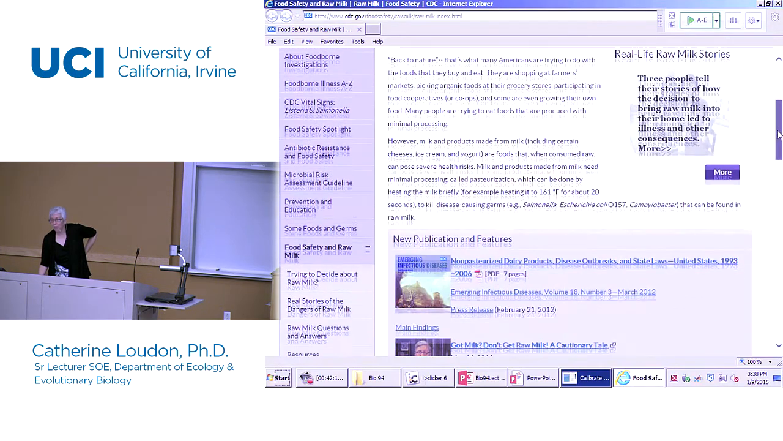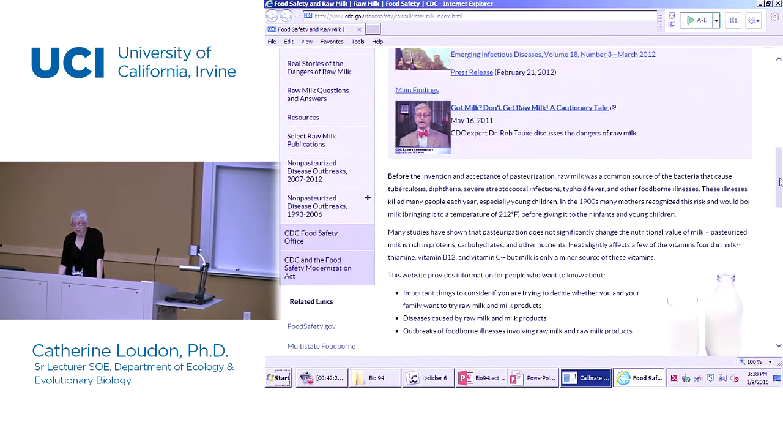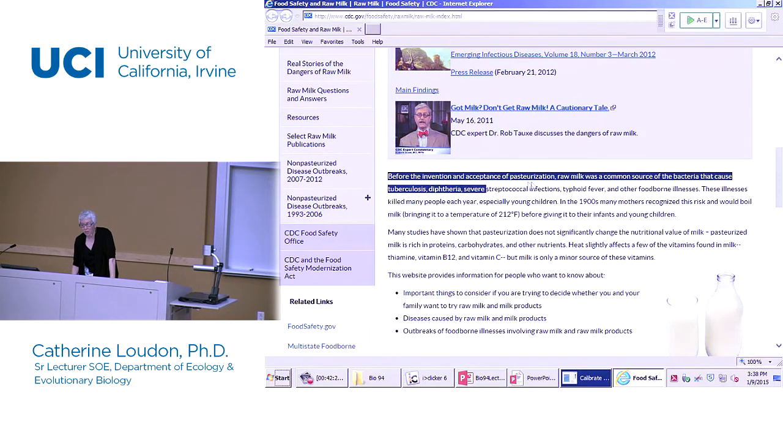Now, what does this have to do with tuberculosis? Did somebody cough on the milk before it was packaged? What's going on here? Interestingly, look at this first sentence here. Before the invention and acceptance of pasteurization, raw milk was a common source of bacteria that cause tuberculosis. Tuberculosis is the first disease listed because that was one of the major sources of tuberculosis before pasteurization, and that should strike you as kind of odd.